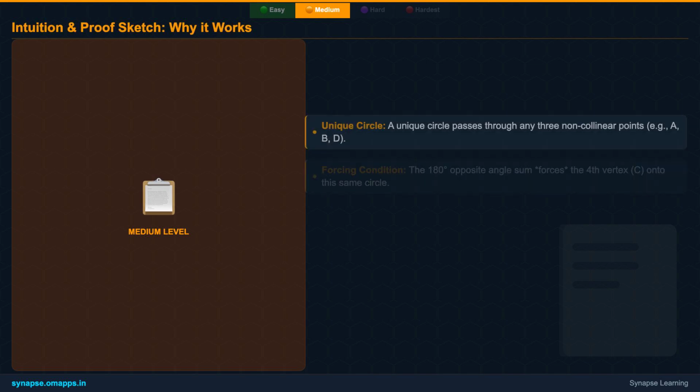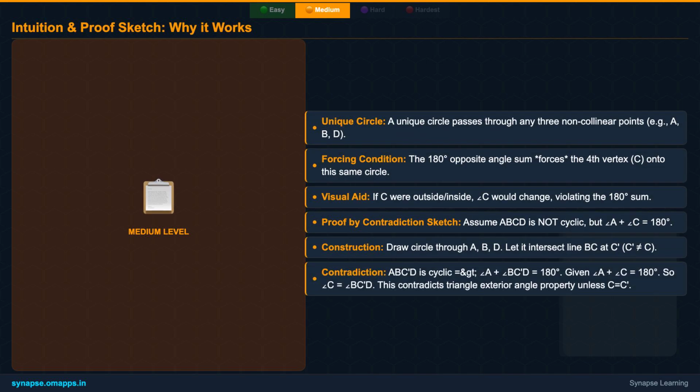To understand why this converse theorem holds true, let's use a bit of intuition. Imagine you have 3 points, say A, B, and D. You can always draw a unique circle that passes through these 3 points. This circle is called the circumcircle of triangle ABD.